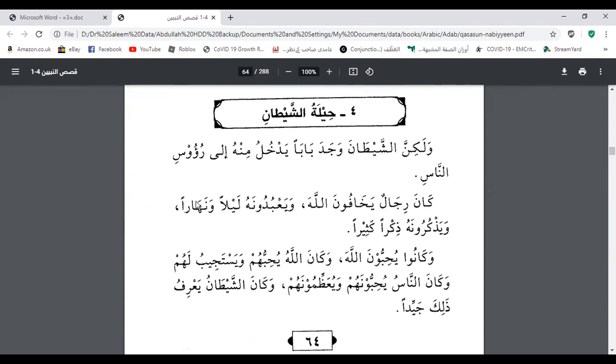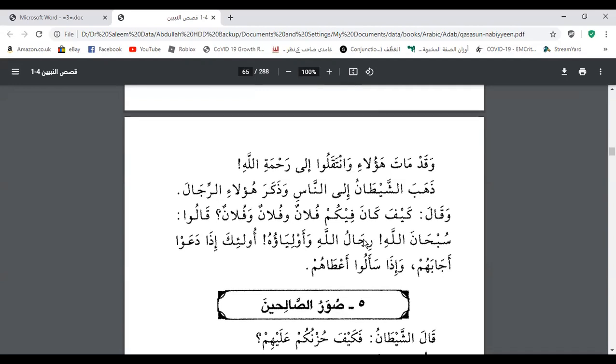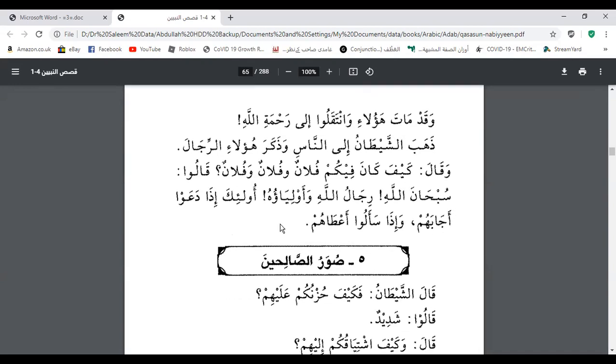The people loved those pious men. And he came to them and he said, those men were really amazing. وقال كيف كان فيكم فلان وفلان. He said to them, how was so and so among them? They said, Subhanallah, all glory be to Allah. Rijalullahi wa awliya'u, the men of Allah and Allah's favorite slaves and friends. Ulaika idha da'au ajabahum. Whenever they made dua, Allah would respond to their dua. وَإِذَا سَأَلُوا أَعْطَاهُمْ, and whenever they asked for anything, Allah would provide them.